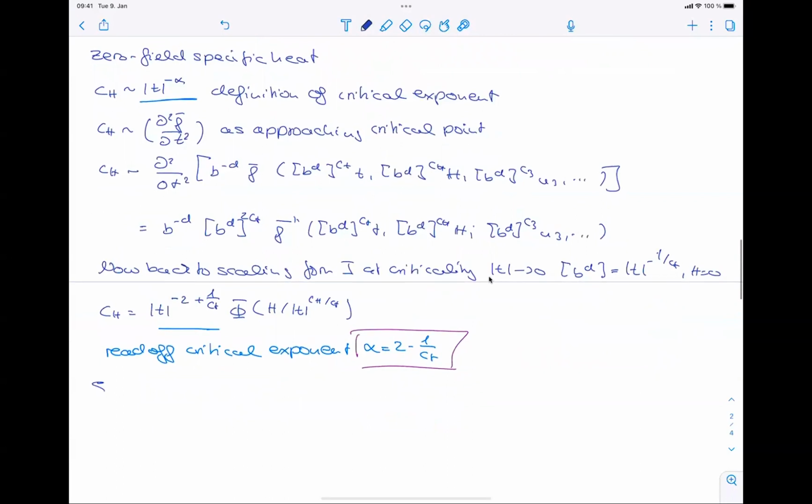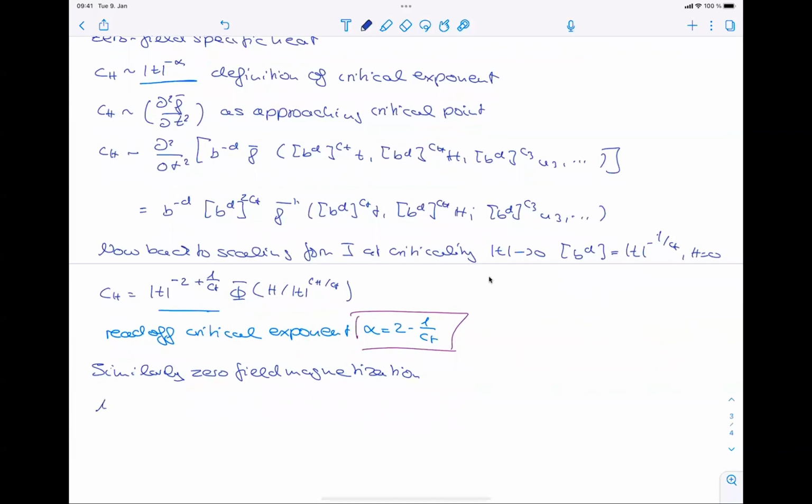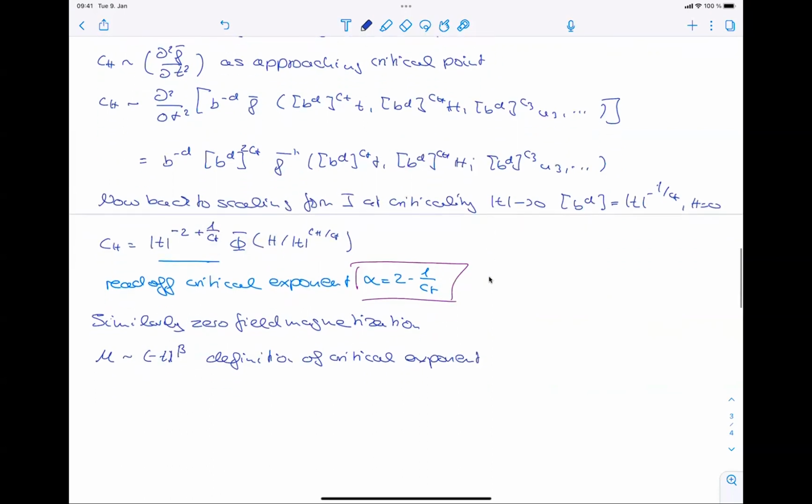And similarly, the zero field magnetization is defined as m is minus t to the power of beta. This definition again. And so in thermodynamics, this means m is minus dF/dH.